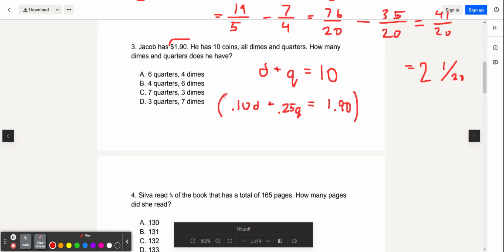we multiply the second equation by 4 to get 0.4 dimes. Actually, an even easier method would be to multiply by 10, because multiplying by 10 is very easy. Just move the decimal point 1 over. So we have 1 dime plus 2.5 quarters equals 19.